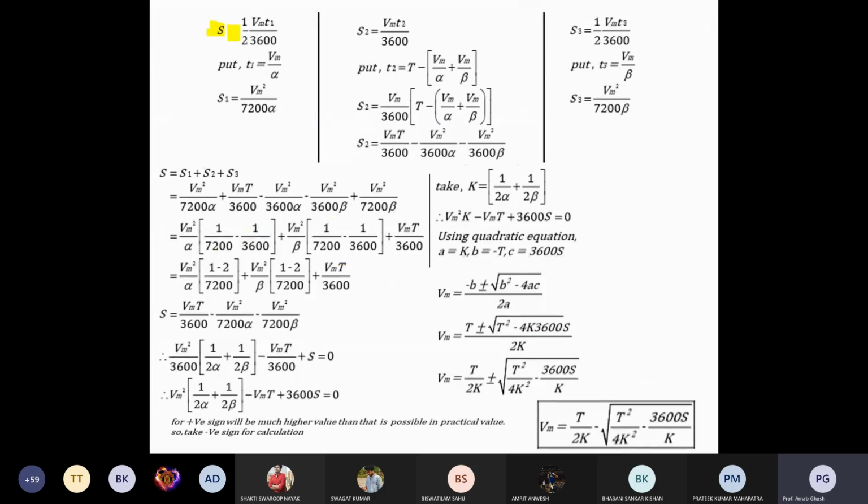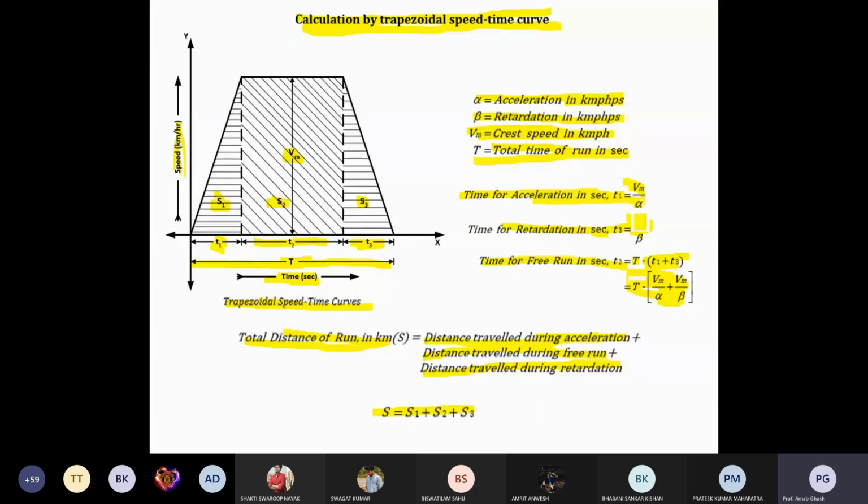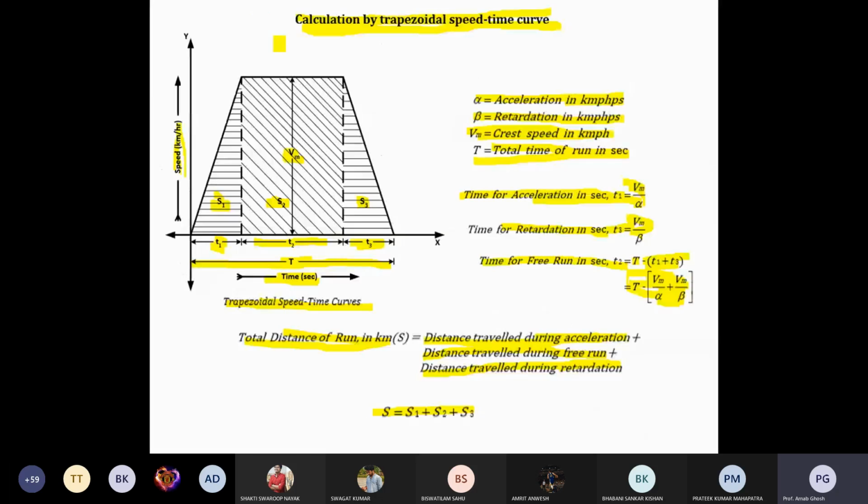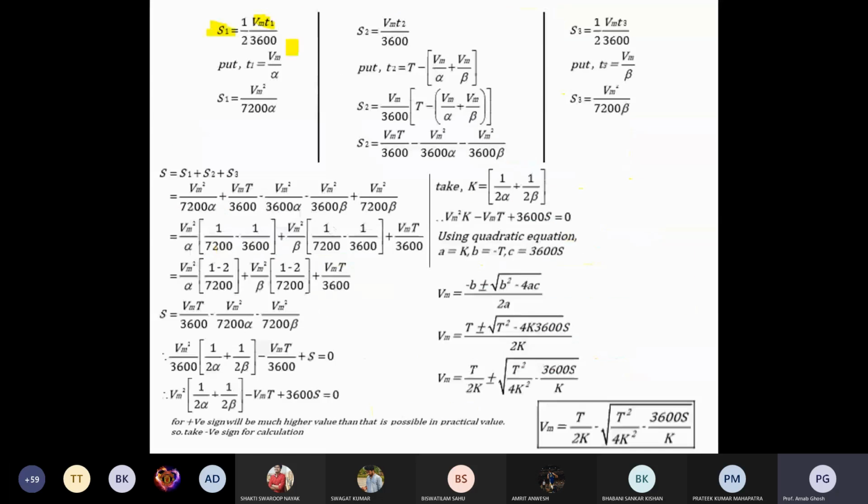So how do we get that value? S1 equal to ut plus half at square. So u initially is 0. That's why it is coming half at square. You know the value of t means Vm by alpha. Half a t square means, you can replace alpha equal to Vm by T1. So at square will mean Vm by T1 and whole square. So T1, T1 cutting this. Finally, you can get it from the relationship.